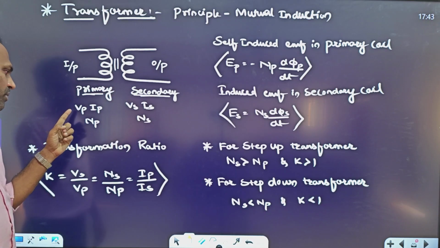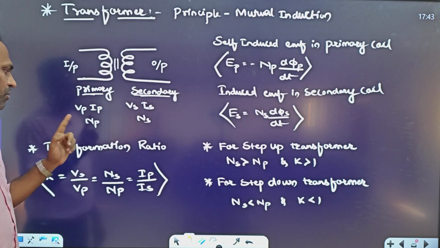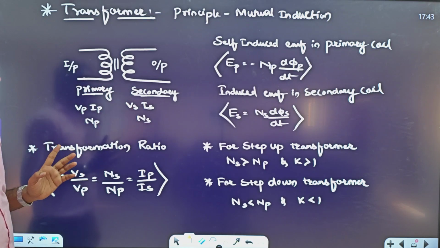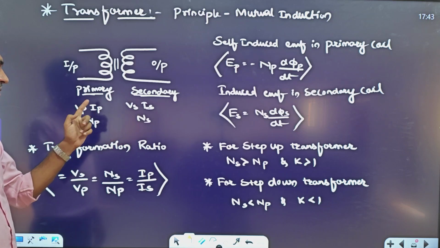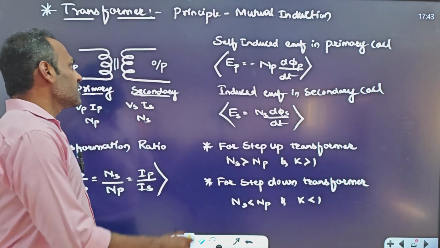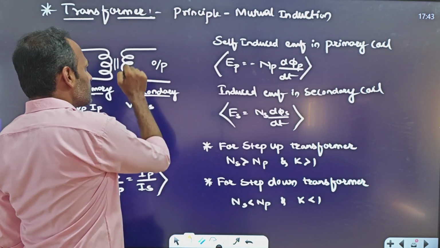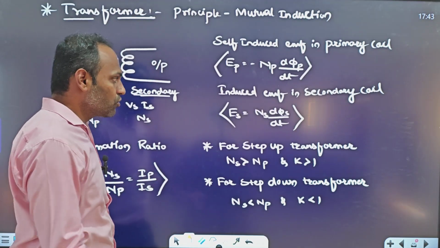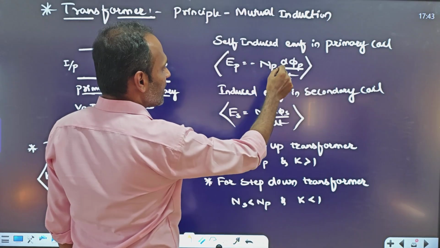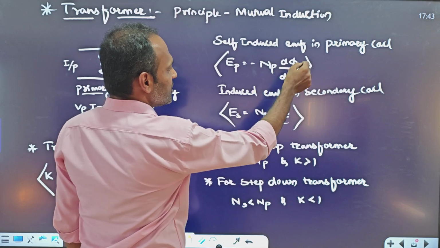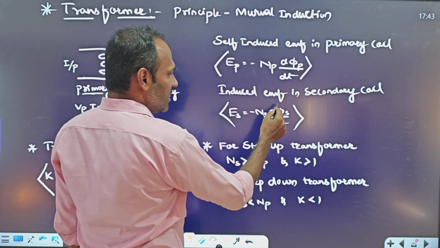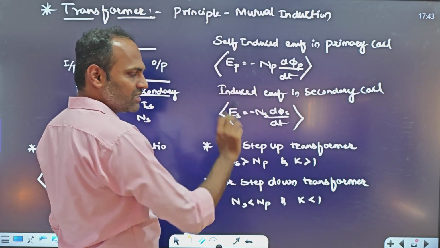See, voltage across primary VP, current across primary IP and number of turns in primary NP. For secondary, VS, IS, NS. Voltage across primary, voltage across secondary, current in primary, current in secondary, number of turns in primary, number of turns in secondary. Correct? Okay. Induced EMF in primary: look, EMF is induced in the primary as well as in the secondary due to change in flux. So induced EMF in primary is minus NP d phi p by dt, the change in flux in primary divided by time. Similarly in the secondary, minus NS d phi s by dt, the change in flux in the secondary.